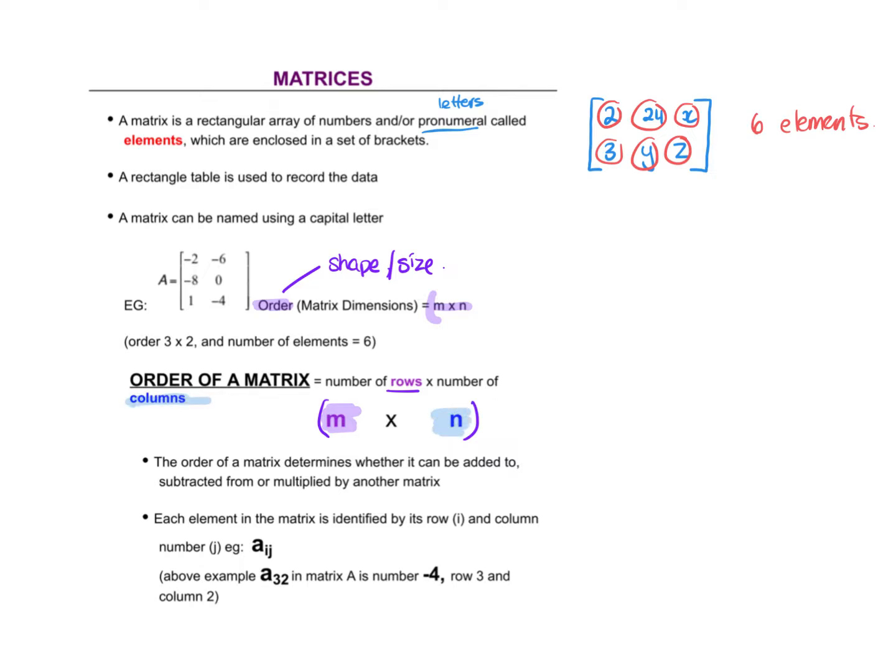Say for my example I just drew up here, this one has row 1 and row 2, and here's column 1, column 2 and column 3. So this one's order would be a 2 by 3. If you look down here at our example, we have matrix A. Another thing I didn't mention: matrices are often labelled with a capital letter. This one we're calling matrix A. Its order has 3 rows and 2 columns, so it's a 3 by 2, and it has 6 elements. But so does our other 2 by 3.